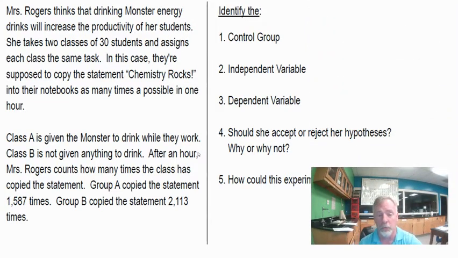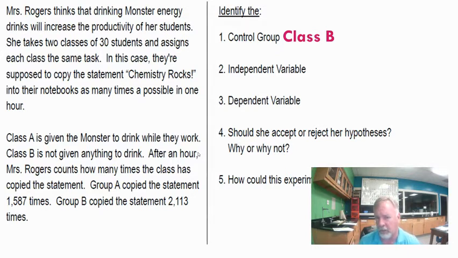What's our control group? Well, if you remember, our control group is our normal. Nothing special is being done to them. Well, in our case, what's our normal? That would be class B, the ones that aren't given anything to drink, because typically you're not drinking a Monster drink, right? So our control group here would be class B. It's our normal group, the group that we don't do anything special to.